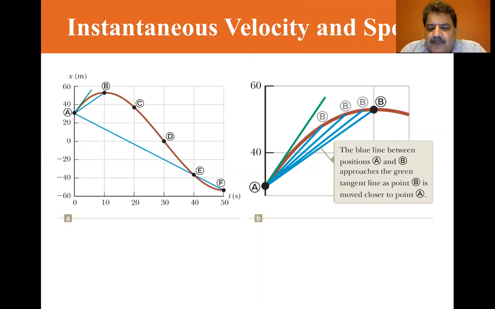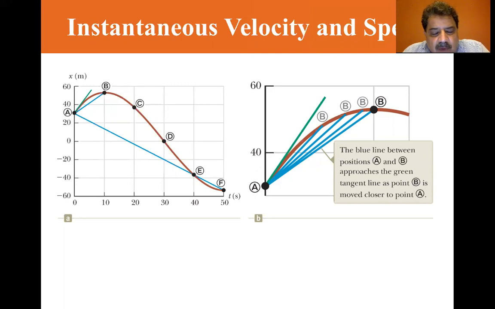Consider figure A. What is the particle's velocity at t equals 0? The average velocity from A to B is the slope of the blue line. The average velocity from A to F is the slope of the longer blue line. Focus on the short blue line. Imagine sliding point B to the left along the curve toward point A.